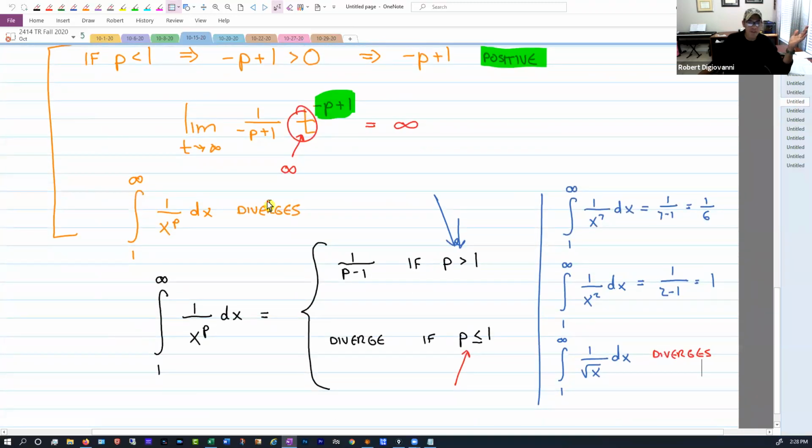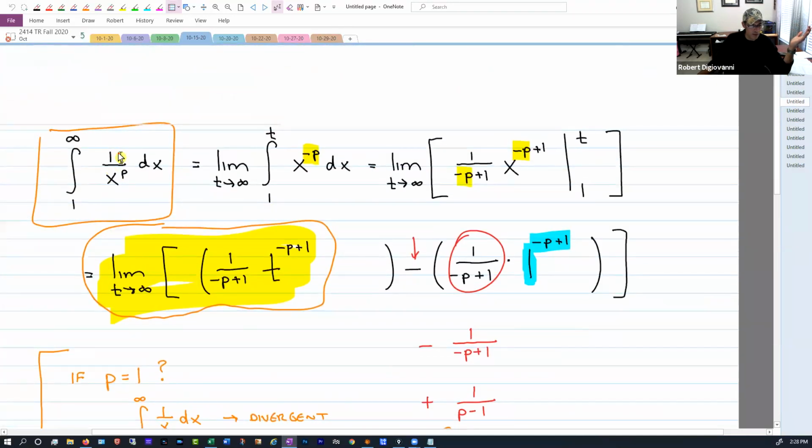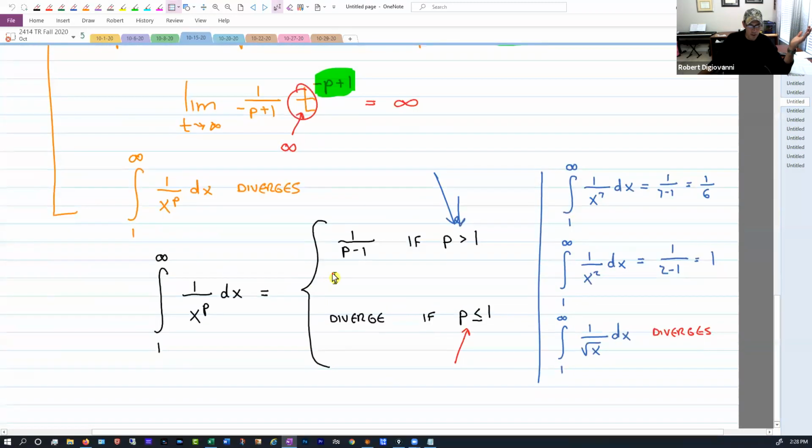What? I just went right to it. Oh my gosh, I did not plan this. We proved this in class. We did the integral from 1 to infinity of 1 over x to the p. If p is greater than 1, it's going to converge to 1 over p minus 1. And if p is less than 1, it will diverge.